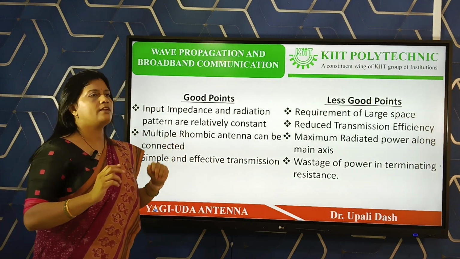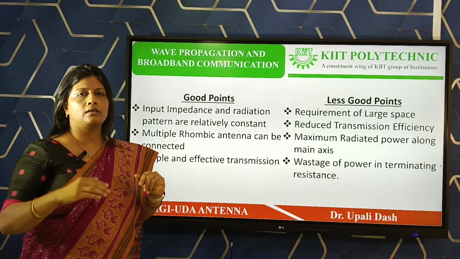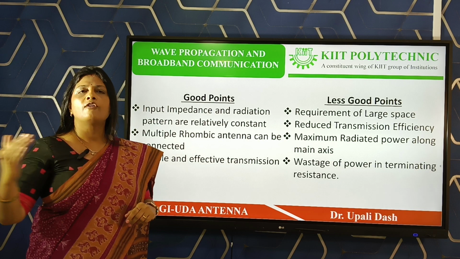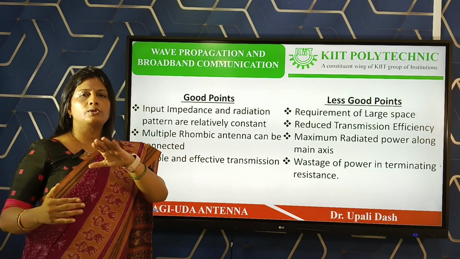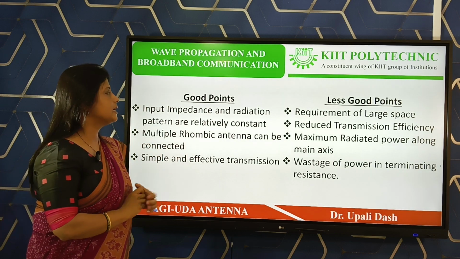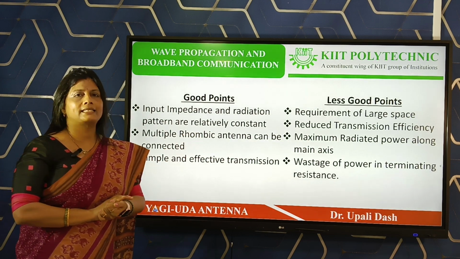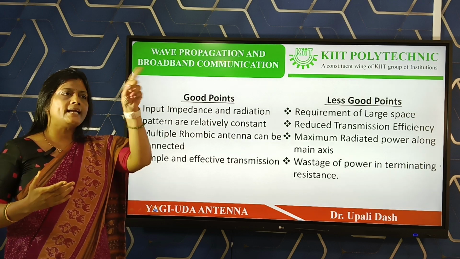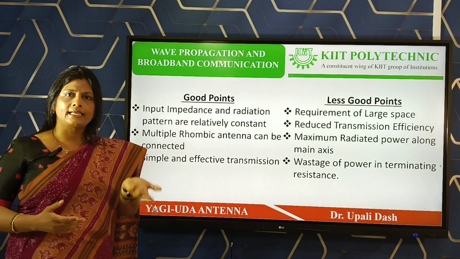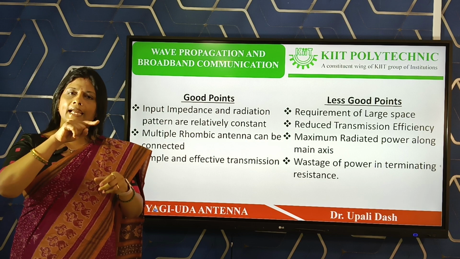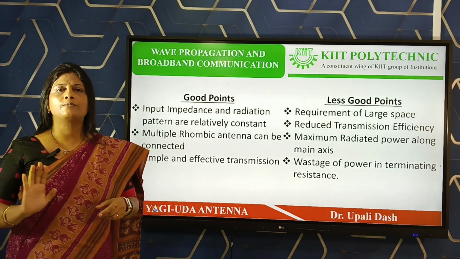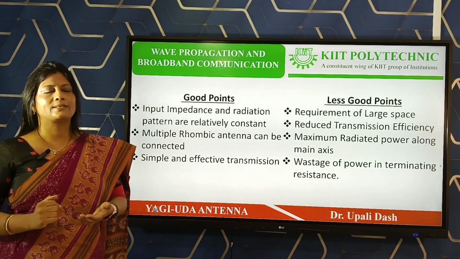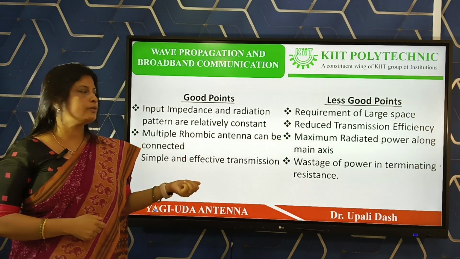And reduced transmission efficiency: due to more number of cascaded antennas, the feeding will be single, so the transmission becomes slower. That happens. Maximum radiated power along the main axis. In the horizontal axis maximum power is there. If we want broadside radiation, it is not possible because, as I told, the rhombus has a diagonal and in that diagonal direction only the signal gets propagated. That is why the maximum radiation occurs in the horizontal axis. So this is a weak point also.